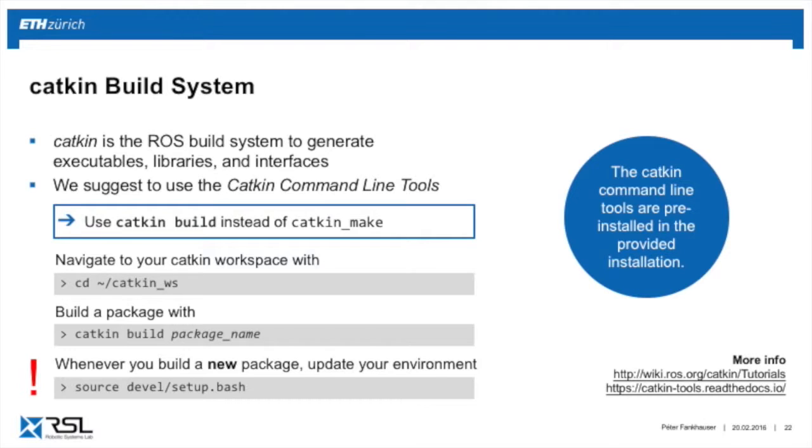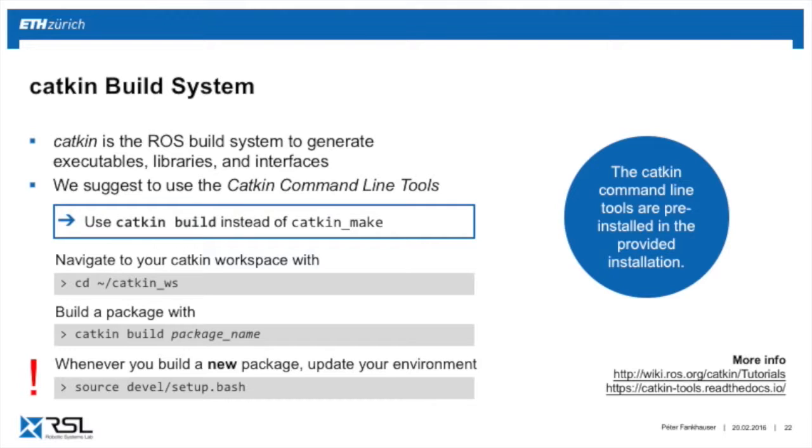So whenever you see in a tutorial on the web the catkin_make command, it's important you type in catkin build instead of catkin_make. Type in catkin build, which is fundamentally the same thing, but don't mix these two commands. I suggest you use the catkin build command and the commands that I'm going to show you in a second.